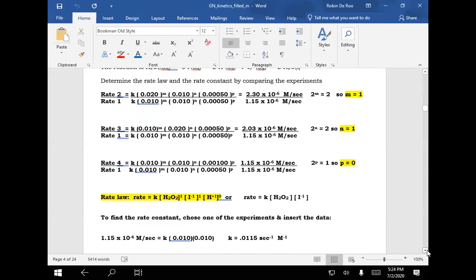So in order to find the rate constant, all we do is choose one of the experiments, put the corresponding data in. So what we mean is you use the rate for that experiment, the concentrations for the particular reagents, and then you can solve for K.